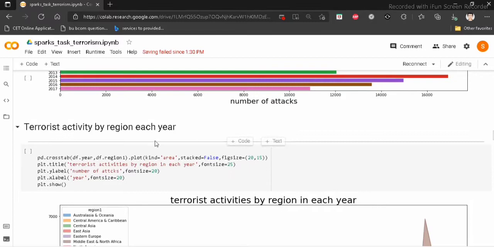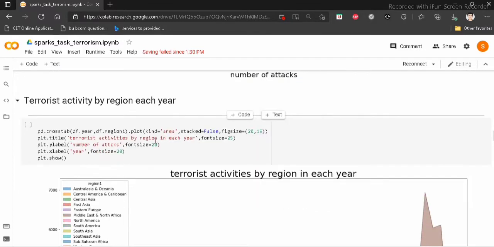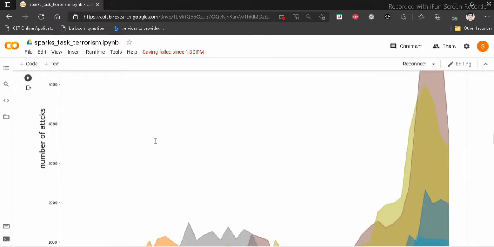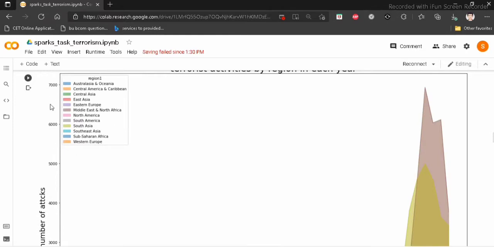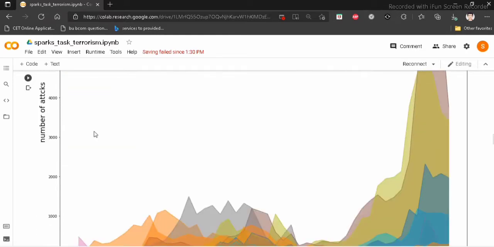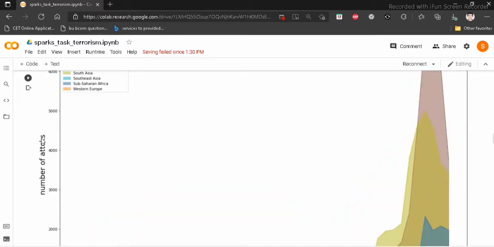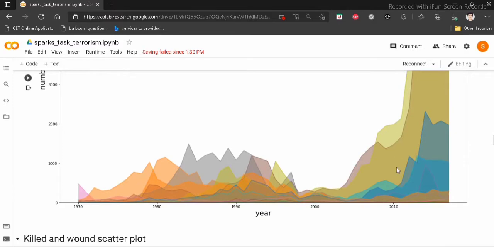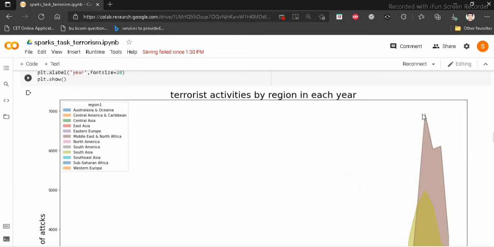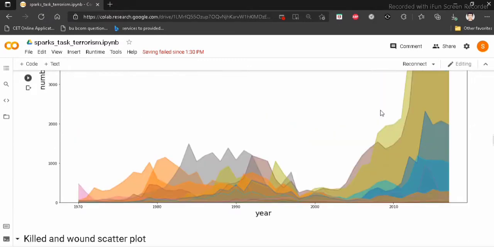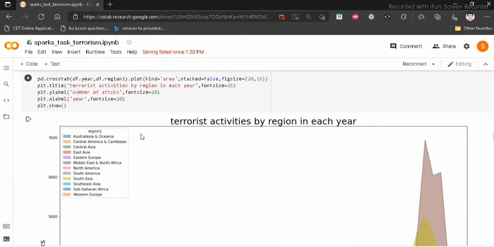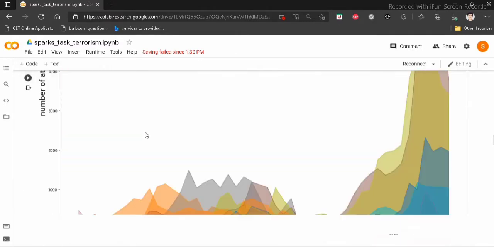Next graph depicts the terrorist activity by region each year. This is basically an area graph. Here the different regions are depicted by different colors, and we can see the x-axis has the years and the y-axis has the number of attacks. We can see that the major terrorist attacks have been after 2010, mostly in 2014 here, where the major attacks have been carried out by a few regions.